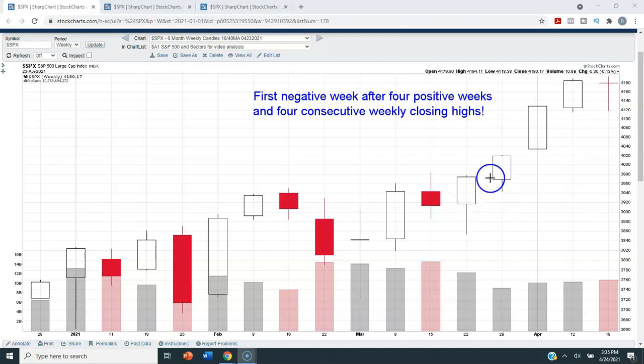Now, after 4 straight weeks of gains and 4 straight weeks of new all-time highs, the market is starting to stall a little bit, okay? You're going to see in the balance of these charts that I have, so stay with me, that it looks like we might be getting a little toppy here.